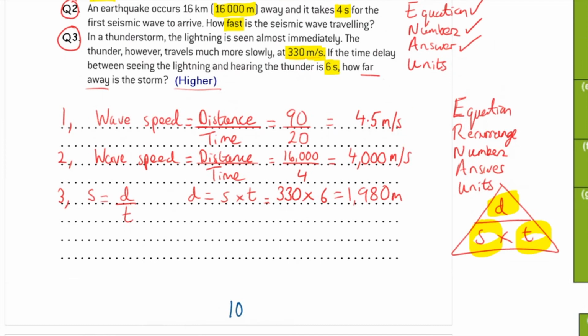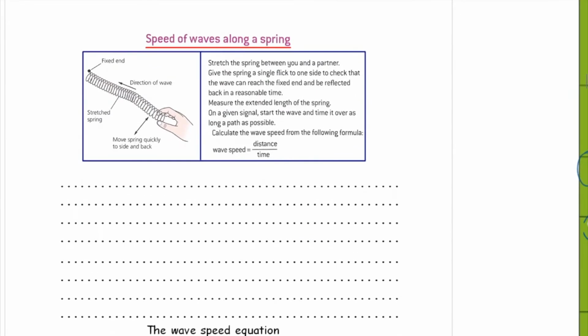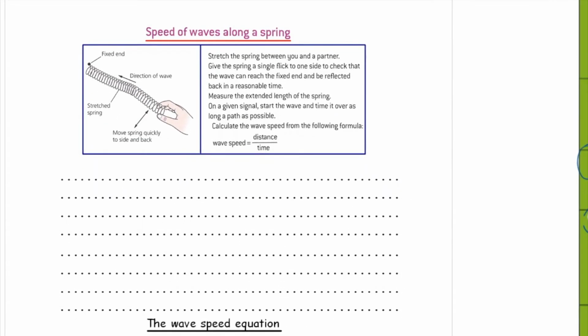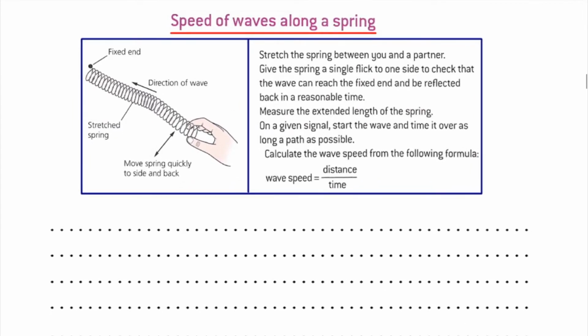Turn over now then, please. Make sure you've marked your work correctly if you need to, in the red pen. Page 11. Speed of waves along a spring. Stretch the spring between you and a partner. Give the spring a single flick to one side to check that the wave can reach the fixed end and be reflected back in a reasonable time.